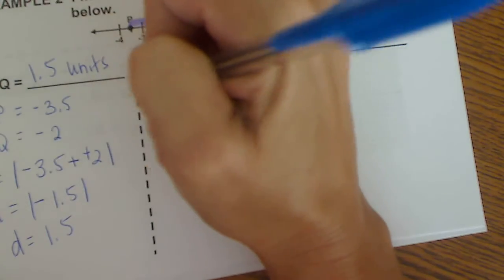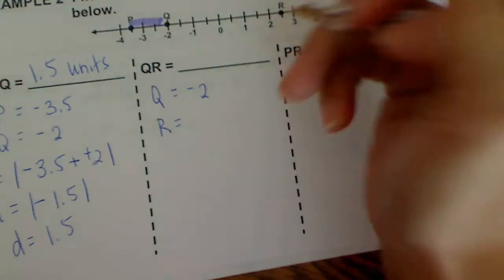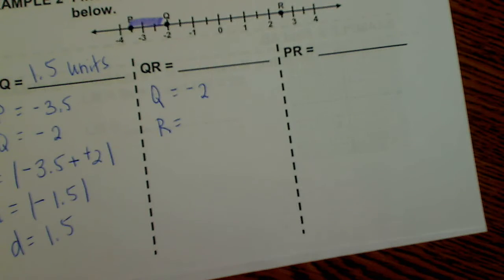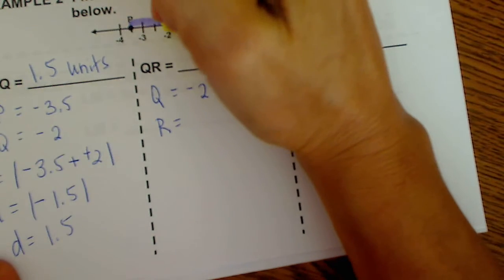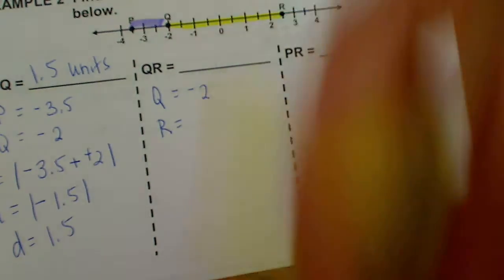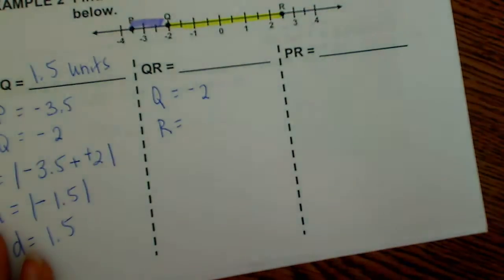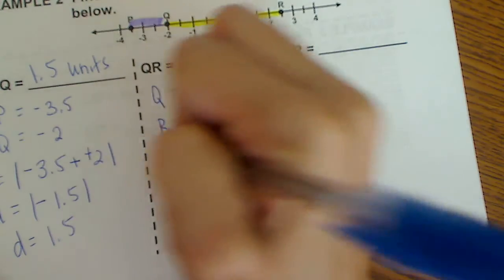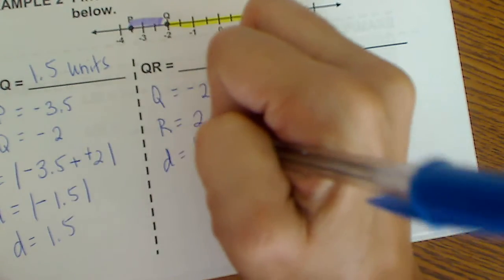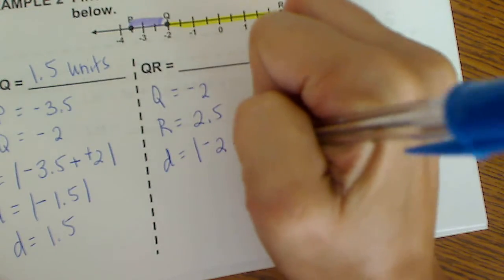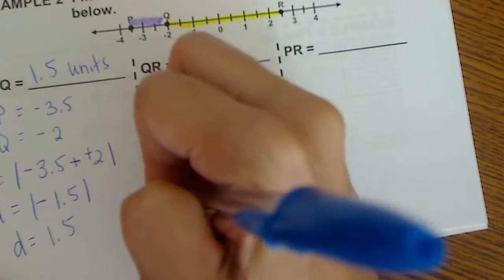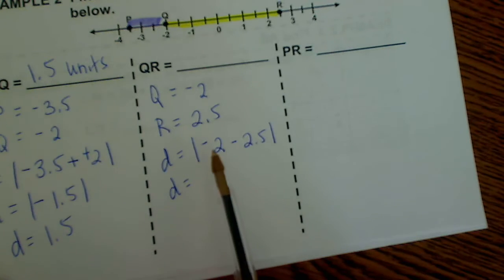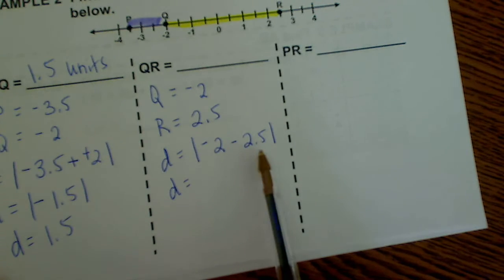Okay, on this one, we're looking from Q to R this time. Q is at -2. R is at 2.5. And then we're going to find the distance, the absolute value of -2 minus 2.5. Okay, and so that's going to be the distance of -2 minus 2.5.